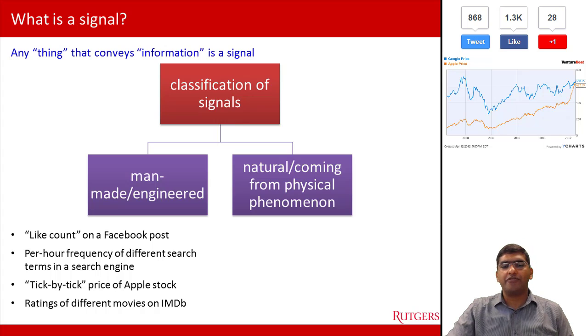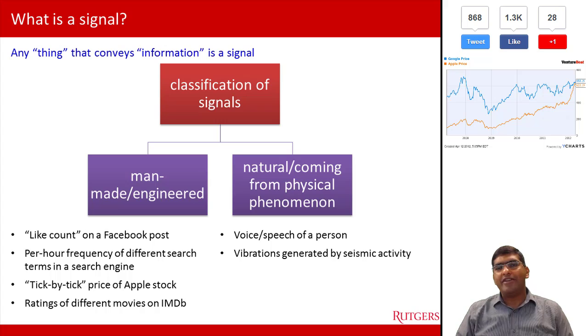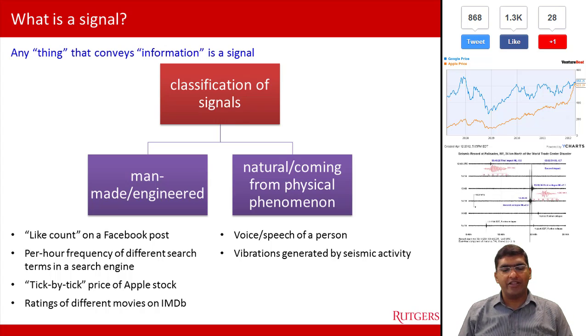Let's come to the examples of natural signals. Voice, the speech of a person. For example, you are hearing my voice, and hopefully it is conveying some information to you, so it is a signal. Vibrations generated by seismic activity. It's a signal because it tells you something about perhaps if an earthquake is forthcoming or not.